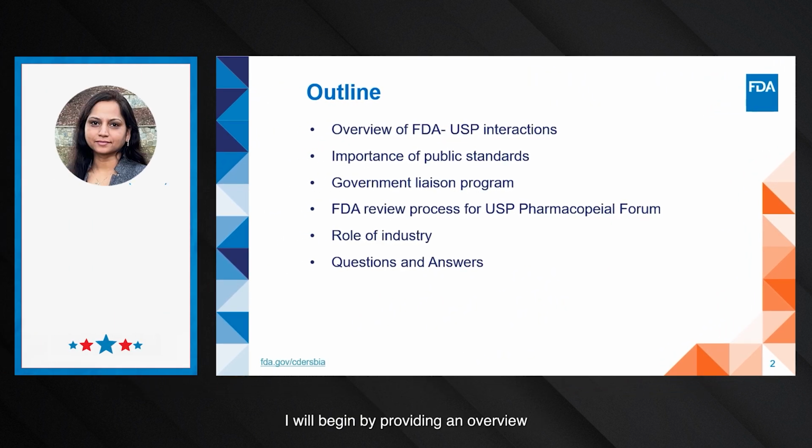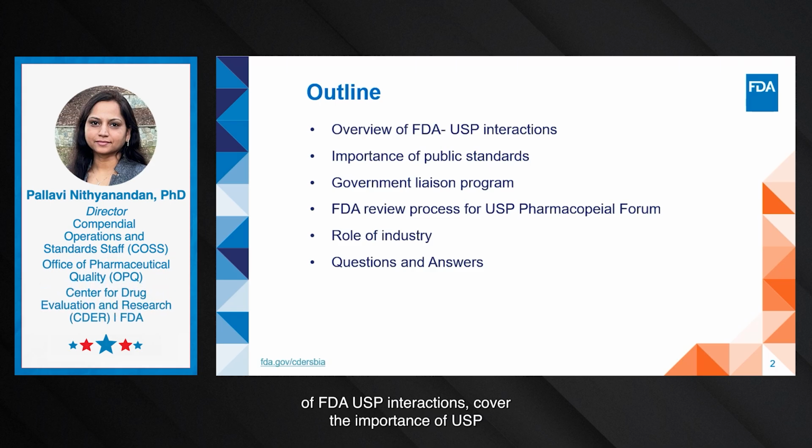I will begin by providing an overview of FDA-USP interactions, cover the importance of USP-NF public standards, and speak about two main mechanisms by which FDA interacts with USP, which are the Government Liaison Program and the FDA's active process in the review and comment of proposals published in USP Pharmacopeial Forum. Then I will touch upon the important role industry plays in this process and will take questions at the end of all the presentations for the session.